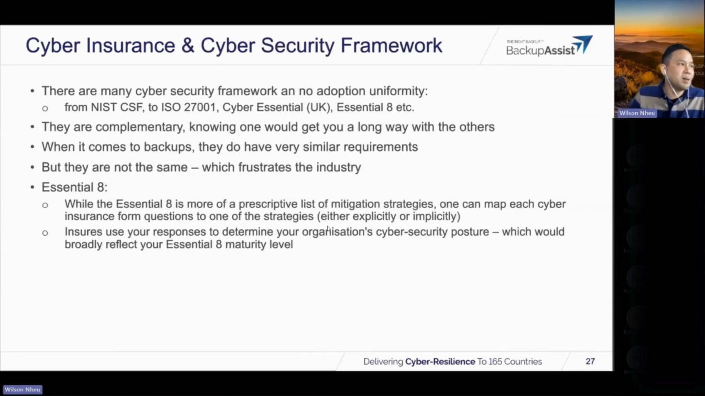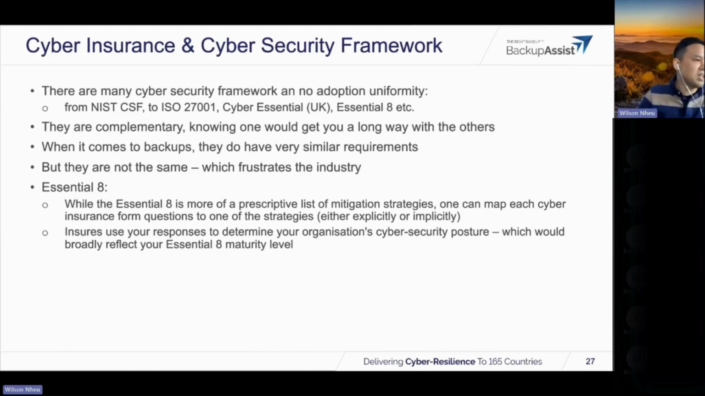All right, so now I'm just going to talk about cyber insurance and cyber security frameworks and how they relate. I mentioned before there are many cyber security frameworks, and there is no adoption uniformity. So we have NIST, we have ISO 27001, we have Cyber Essentials, which is the UK version of the framework. We have Essential 8.